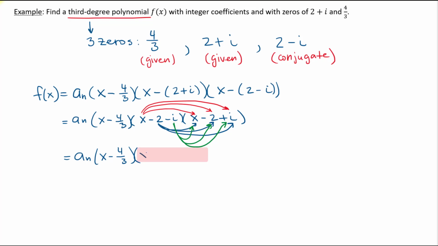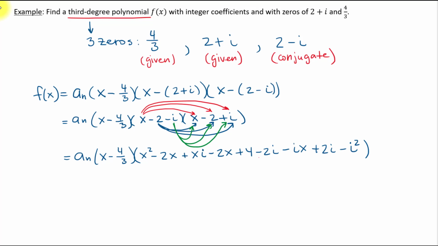It's going to be x squared minus 2x plus xi minus 2x plus 4 minus 2i minus i times x plus 2i, and then minus i squared. i times i is i squared. Now, what can we simplify right away?